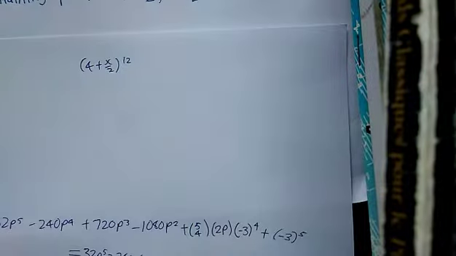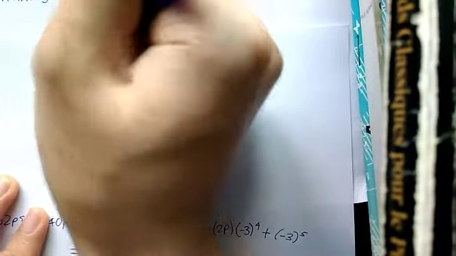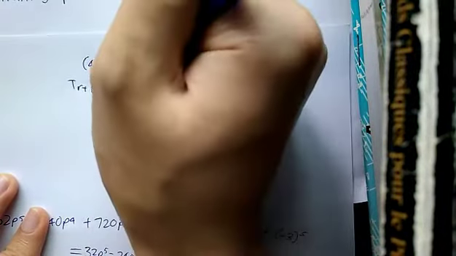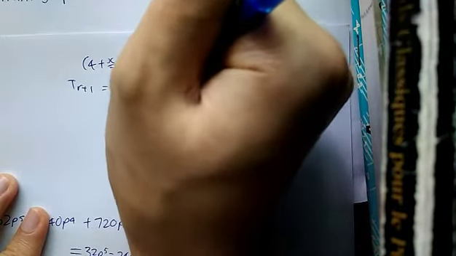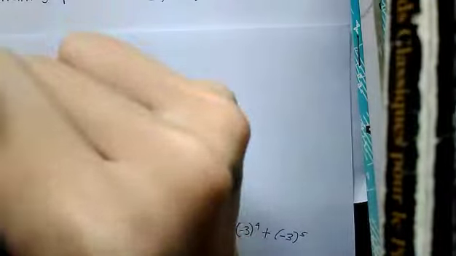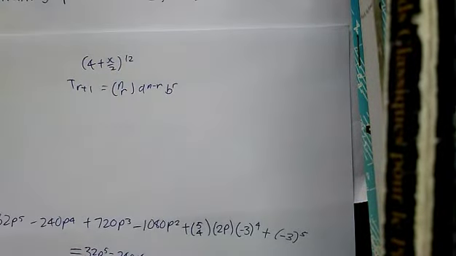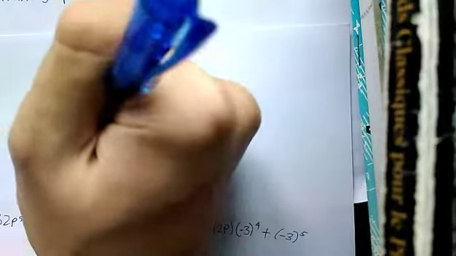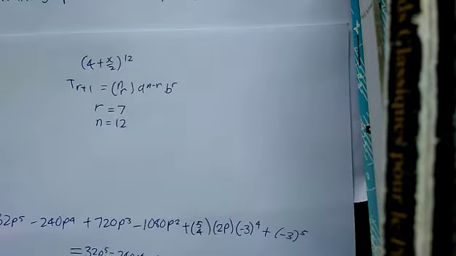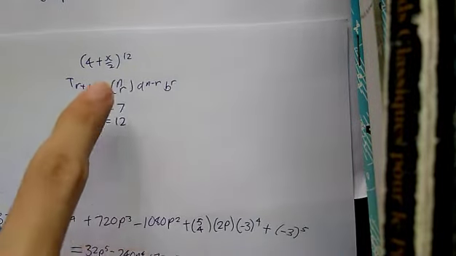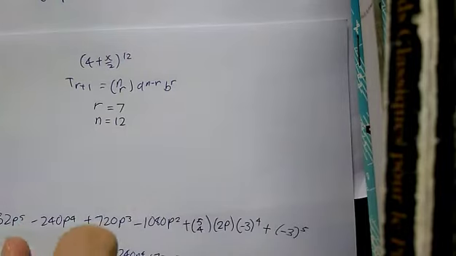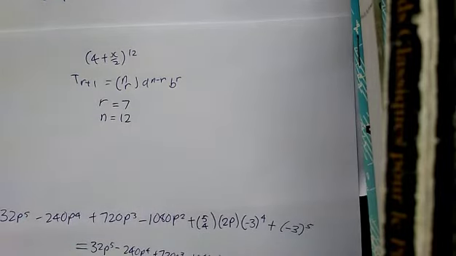For this, we'll need to use the general term formula, which is t r plus 1 equals to n choose r, a to the power n minus r, b to the power r. So now we need to find the term containing p to the power 7. That means our r is going to be equal to 7 and our n is going to be equal to 12. N is always the power and r is the power of the term we are going to find.